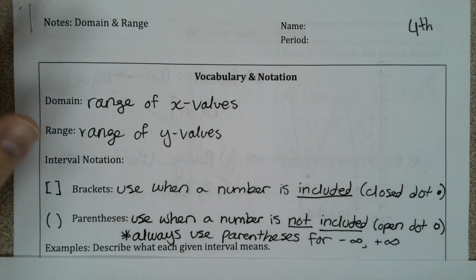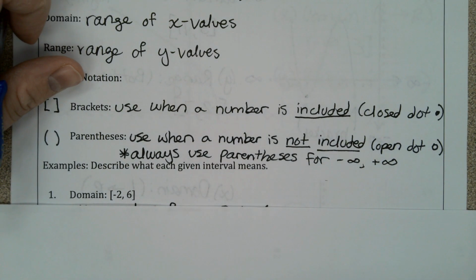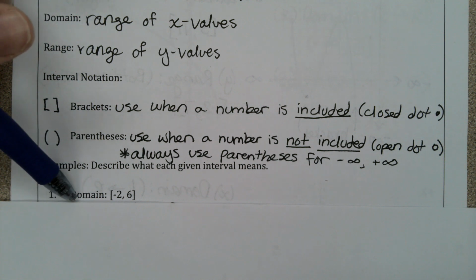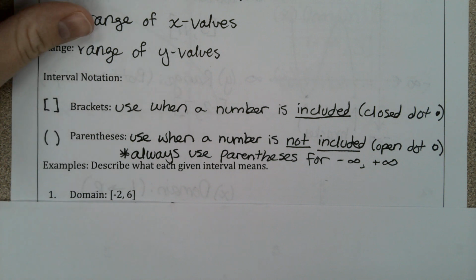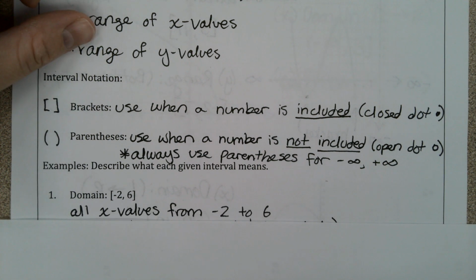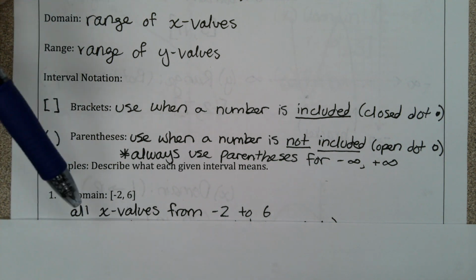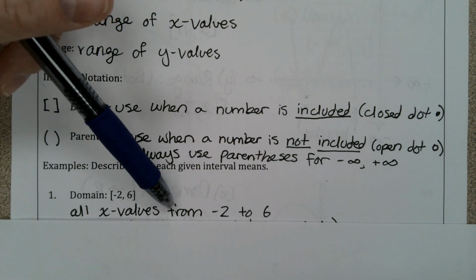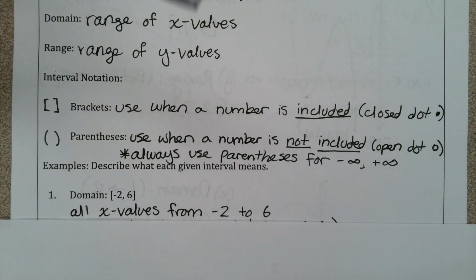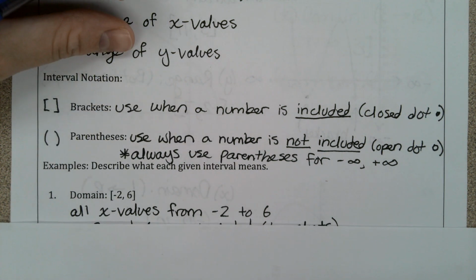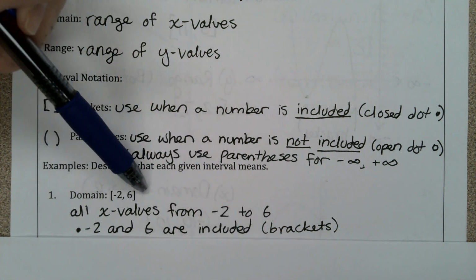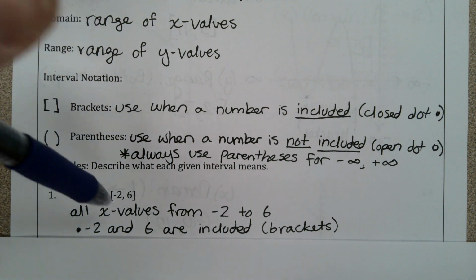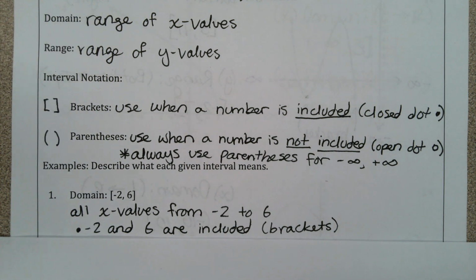All right, let's look at some examples. First, we have a domain here, and our interval is -2 to 6 with brackets. Since this is domain, we're looking at the x values. This interval is all x values from -2 to +6. Now we have to think about the brackets. -2 and 6 are included in this interval. So it's not just the numbers between -2 and 6, but including -2 and 6. And again, that's because it's written with brackets.